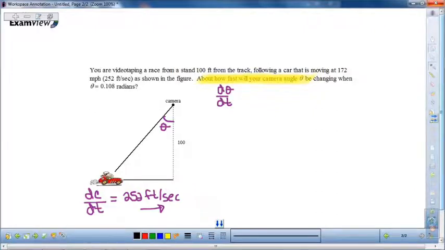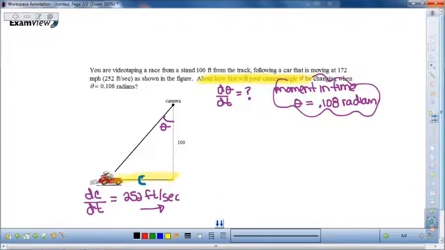Okay, so I'm going to call this C. Okay, my moment in time is when theta is 0.108 radians. So I need to be able to relate theta, C, and this 100 that doesn't change no matter what moment in time it is. And that's going to be opposite over adjacent. So I'm going to use tangent. So tangent of theta is going to be C over 100.